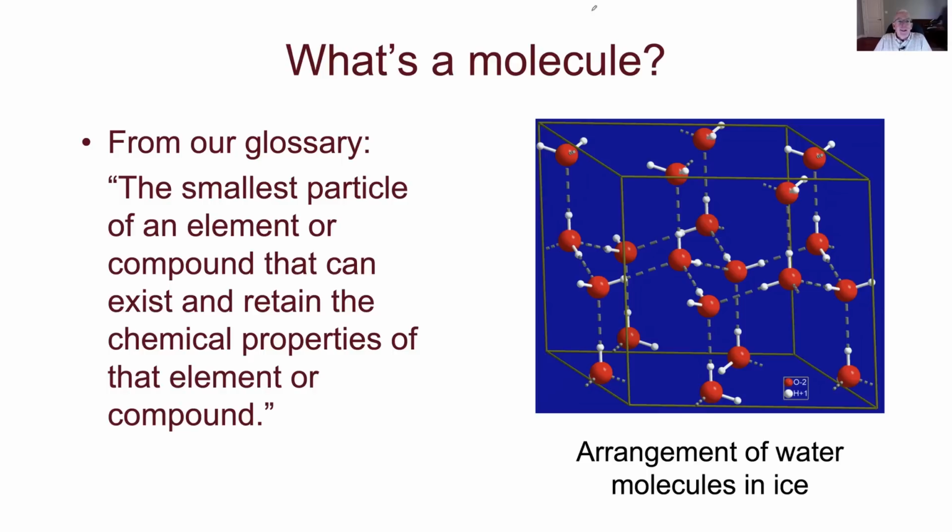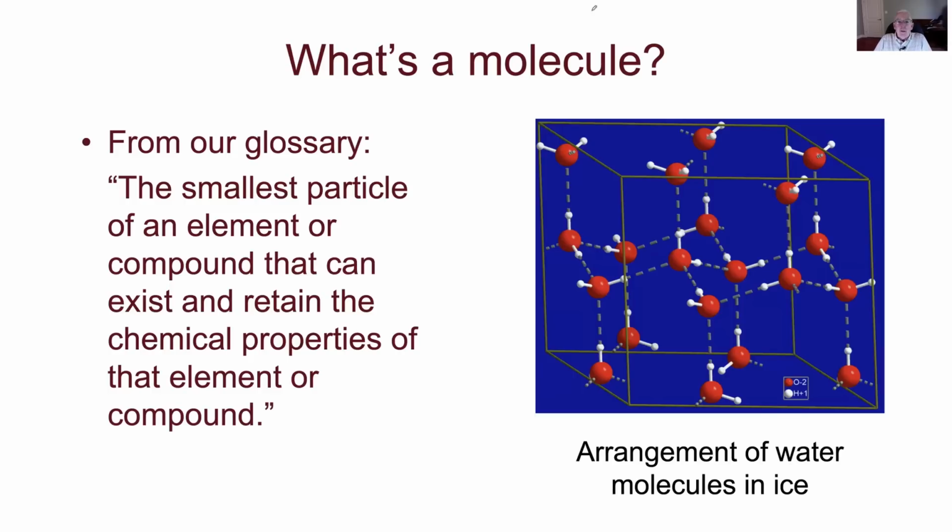In the definition on the slide, which comes from the glossary of the textbook, you'll notice that it says it includes elements. That's a little bit fuzzy and needs some explanation, perhaps. We said earlier that an atom was the smallest particle of an element that could retain all its properties and still identify itself as being that particular element.